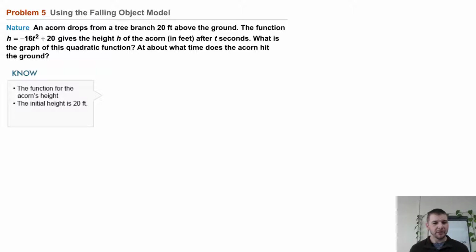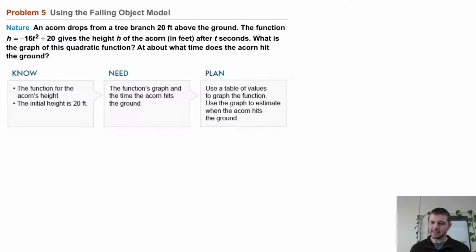Consider what you know. You know the function for the acorn's height, and you know the initial height is 20 feet. You need the function's graph and the time the acorn hits the ground. So your plan is to use a table of values to graph the function, then use the graph to estimate when the acorn hits the ground.